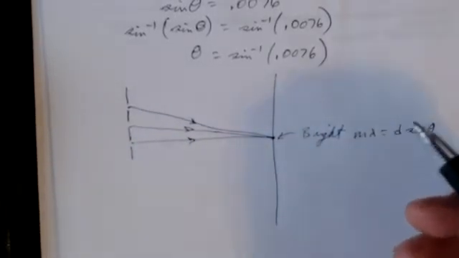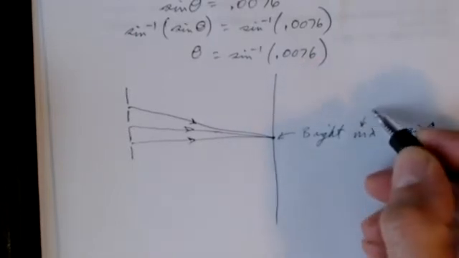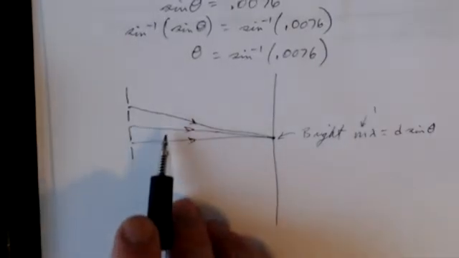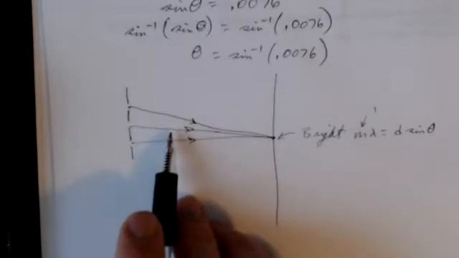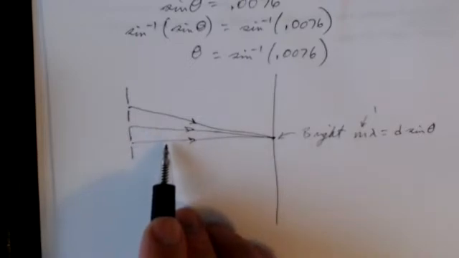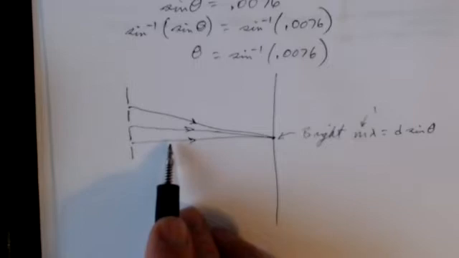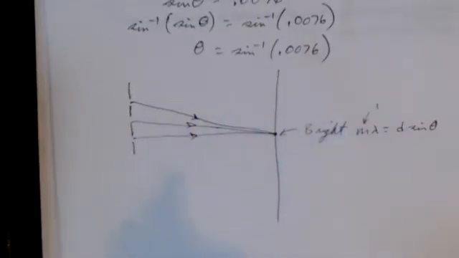Well, let's say, just for the sake of talking about it, that maybe this is the first order maximum here, m is equal to 1, which means this ray is 1 wavelength longer than that one. Well, the slits are equally spaced, so this ray is also 1 wavelength longer than that one, which means this one is 2 wavelengths longer than this one. And so everybody's all lined up real nice, and it makes constructive interference.